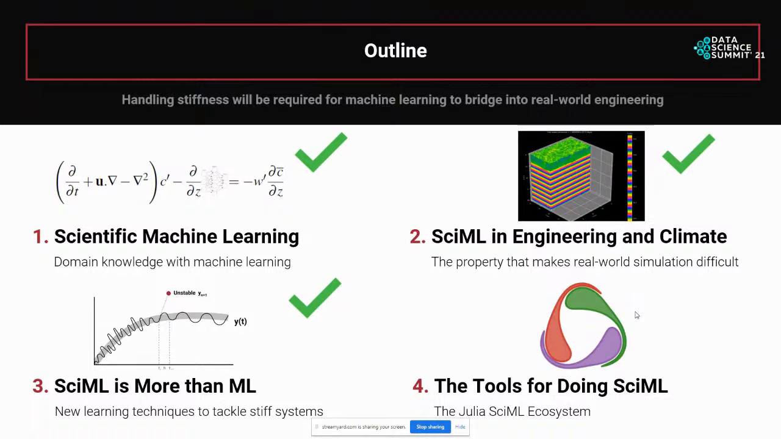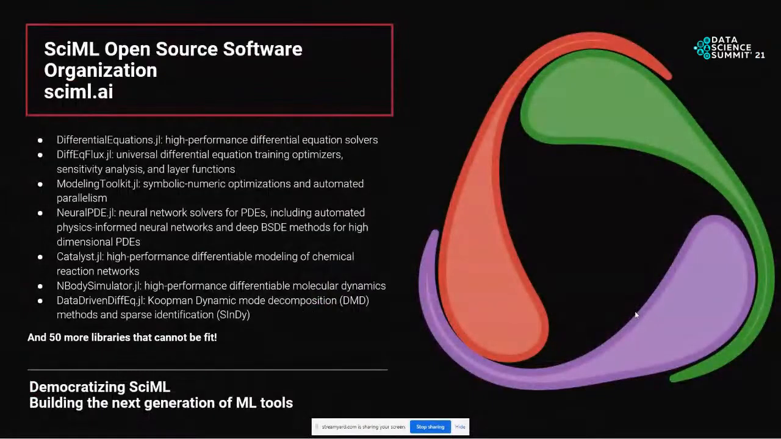This is what we have the Julia SciML ecosystem for. This is an open source software organization. You can find a lot more details at SciML.ai, but there's a whole bunch of libraries in there. There's 50 libraries I can't even fit on the screen. But the general purpose of this is to democratize scientific machine learning and build the next generation of machine learning tools, right? The machine learning of this next generation has differential equations involved.